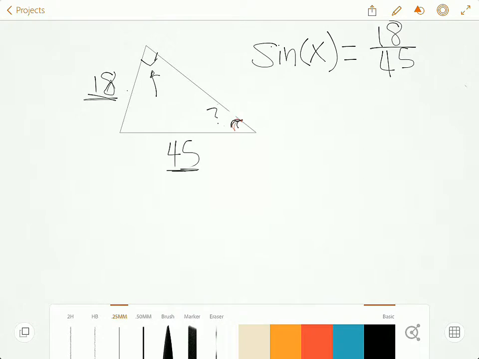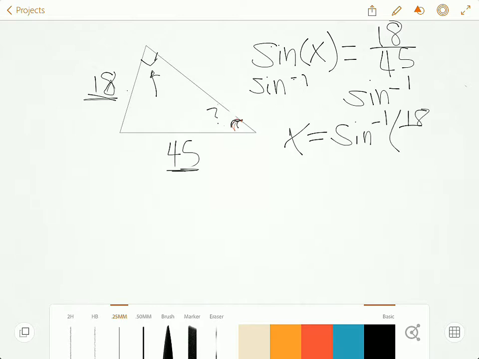So to do that, what I'm going to do is something called the inverse. I'm going to do the inverse of sine. So I write that as sine inverse. Okay, that gets rid of my sine. Now I have x on this side equals the sine inverse of 18 over 45. Sine inverse is also called the arc sine, and you'll see that oftentimes with calculators.